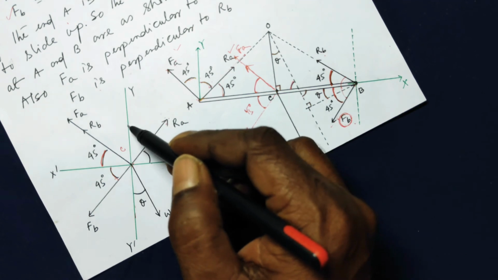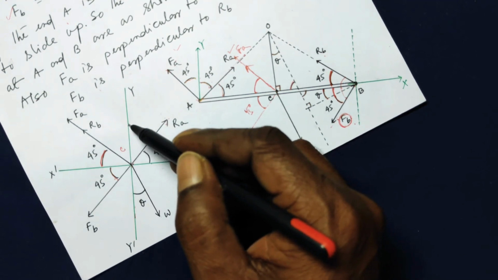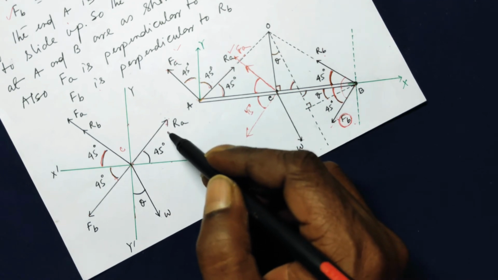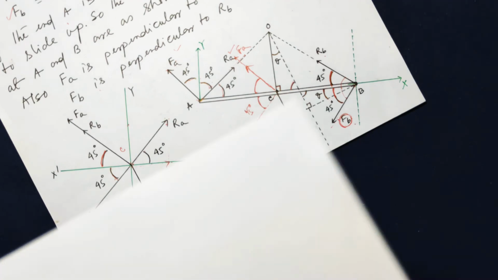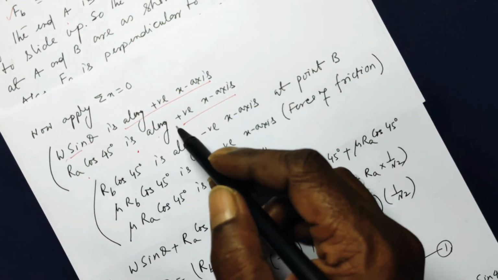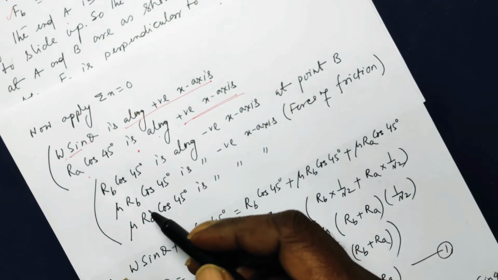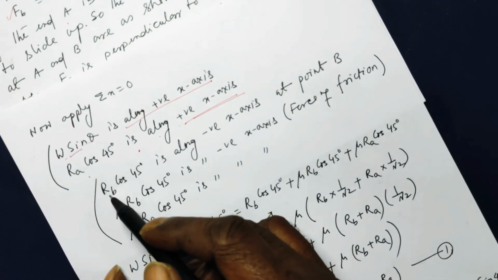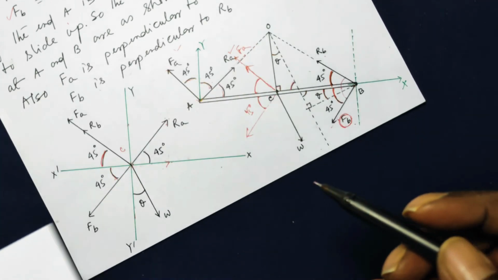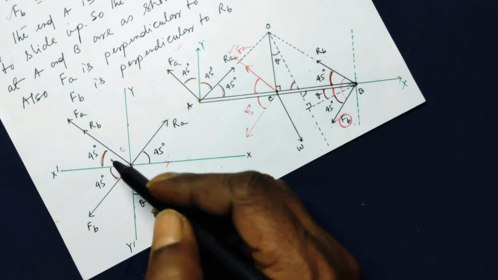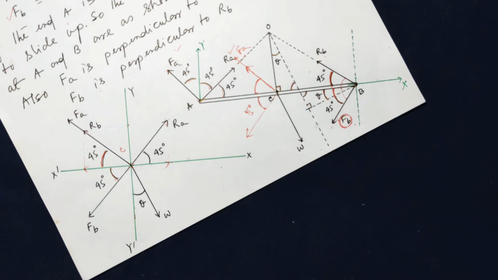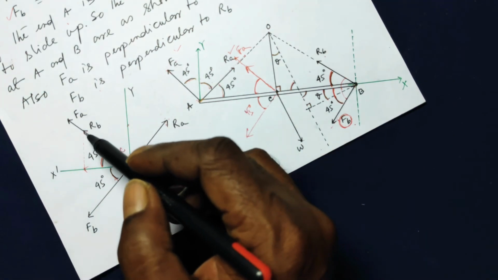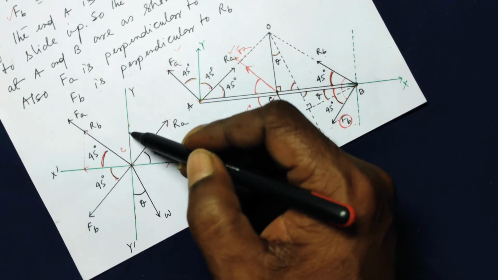If you drop a perpendicular, this part from here to here will be Ra sine 45. If you drop a perpendicular here, this part will be your Ra cos 45, that is along positive x-axis. Similarly, if you split Rb, this is your Rb. If you drop a perpendicular from here to here, it will be Rb cos 45, that is along negative x-axis. If you drop a perpendicular here, from this point to this point will be Rb sine 45.